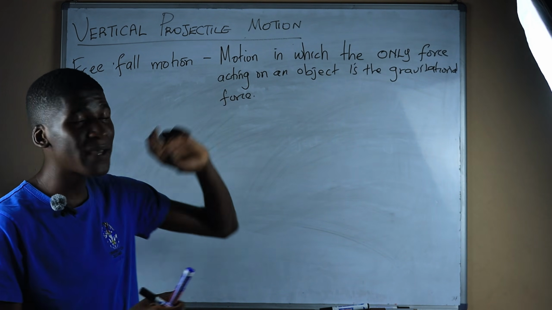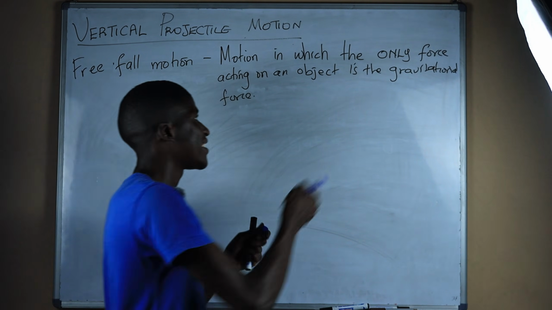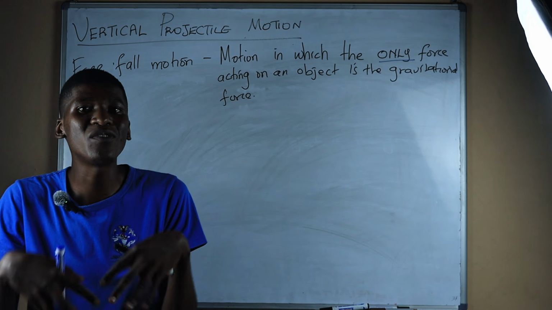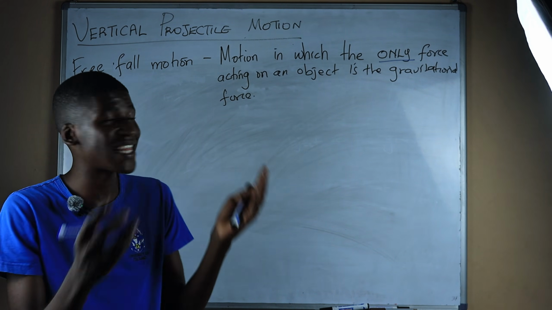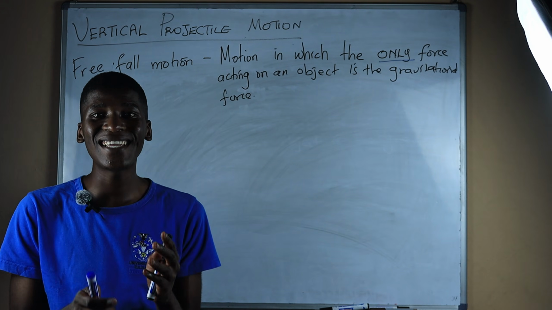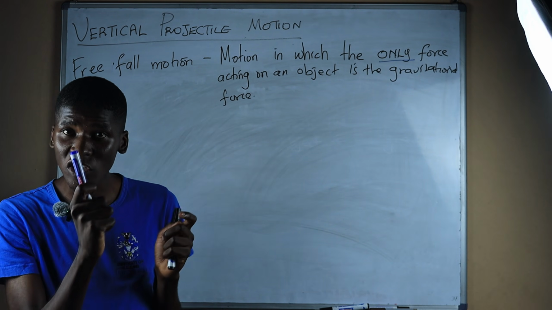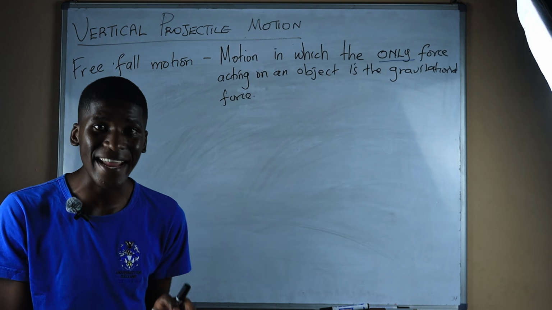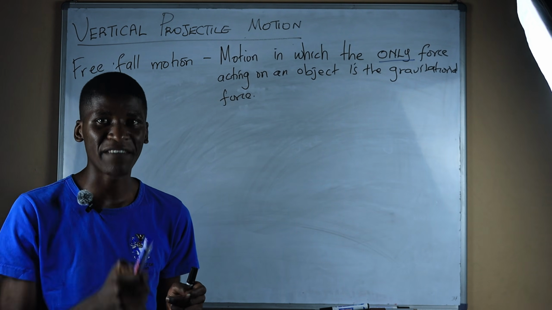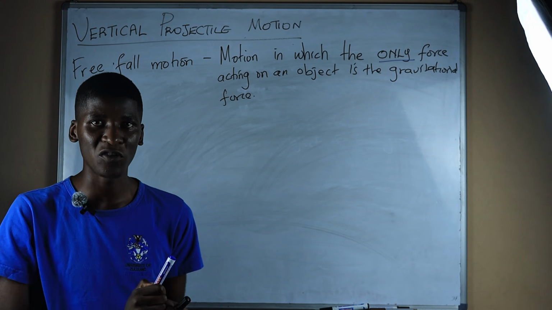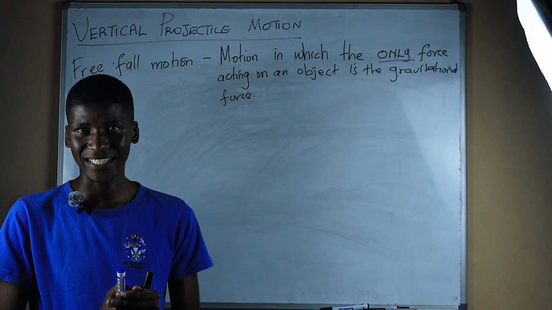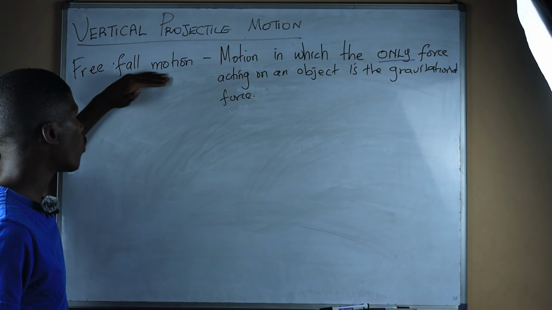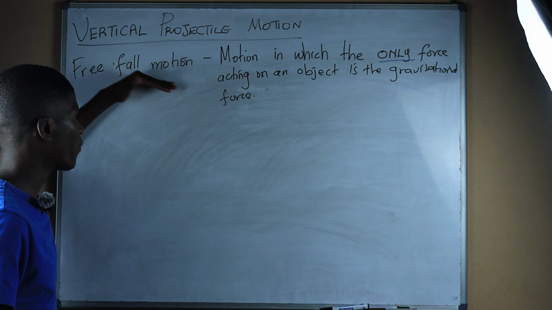It is very imperative for you guys to write this keyword "only", because if you don't write the keyword "only", you would assume that we can have other forces. But here we are saying that free fall motion is the movement whereby the only force acting is the gravitational force. There is only gravitational force and no other force besides that. Okay, so now we know that we have free fall motion.